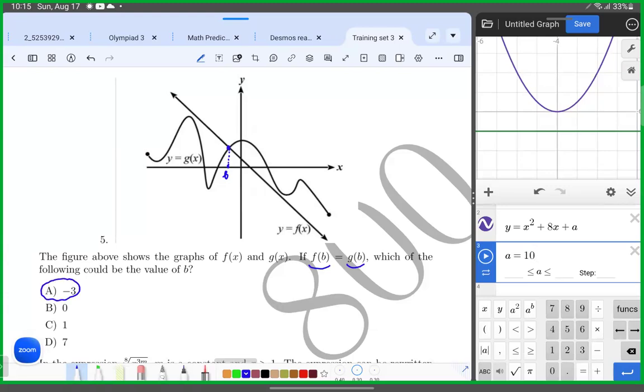So equalizing them means finding their intersection points. Very good.